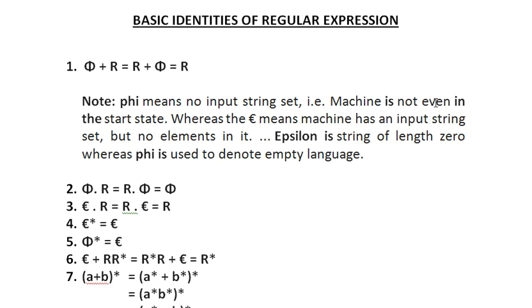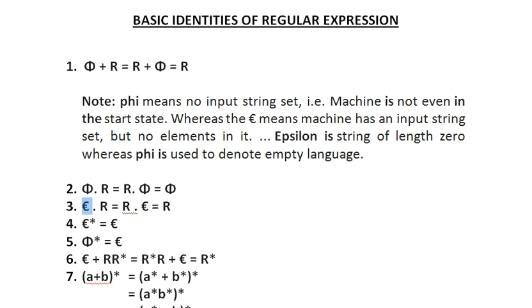So what are the different identities available? The first one is, two important things that you should keep in mind. One is your phi, and the other one is your epsilon. The difference you should know. Sometimes they might ask you what is the difference between phi and epsilon. I have given a note: phi means nothing. Phi means no input string set. There is nothing, that means the machine is not even in the start state.